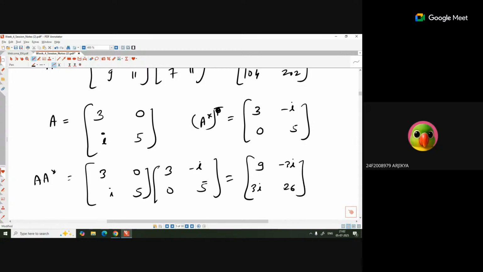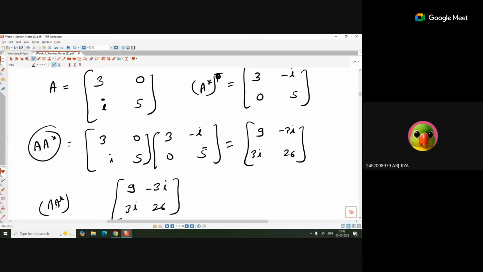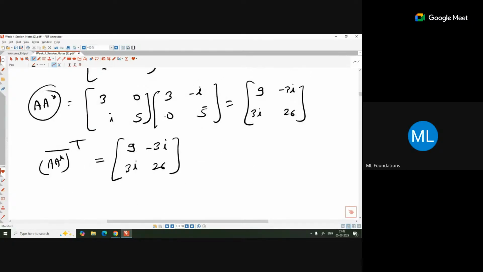So is this a Hermitian matrix? A star A is Hermitian, right? How can you check that? This will become 9, 3 iota, 3 iota, 26. Take the complex transpose of A star A. Is that fine? So it will always be there. You can check for A A star also. So it's a general property, right?